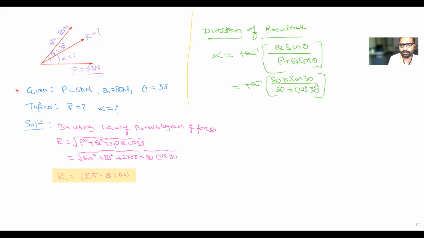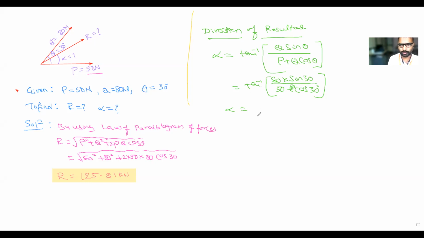First you do this one: 15 plus 80 cos 30. Then 80 sin theta divided by that answer, and you will get this answer. Then take tan inverse of the answer.